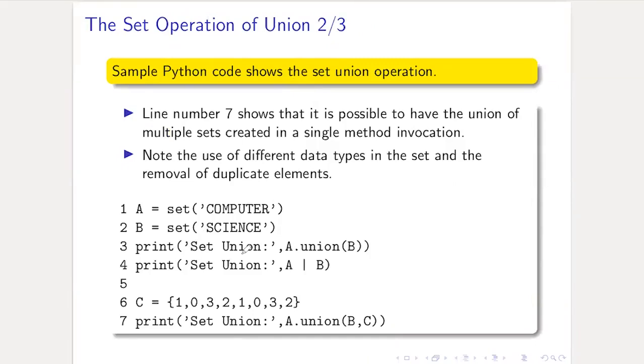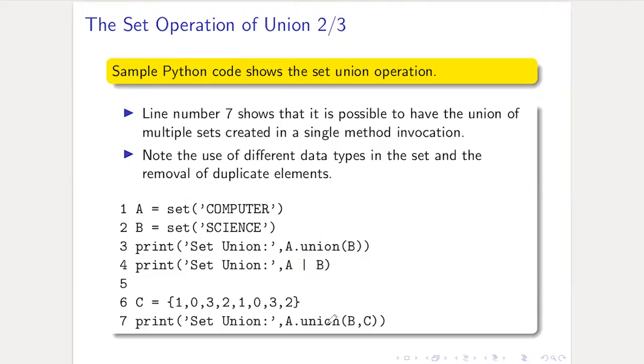So there are two ways in which you can achieve this outcome. You can call the union method on A, passing B, the other set, as the argument, or you can use the operator. In addition to that, when you use the function, you can do something you can't do with the operator. The union operator is a binary operator.